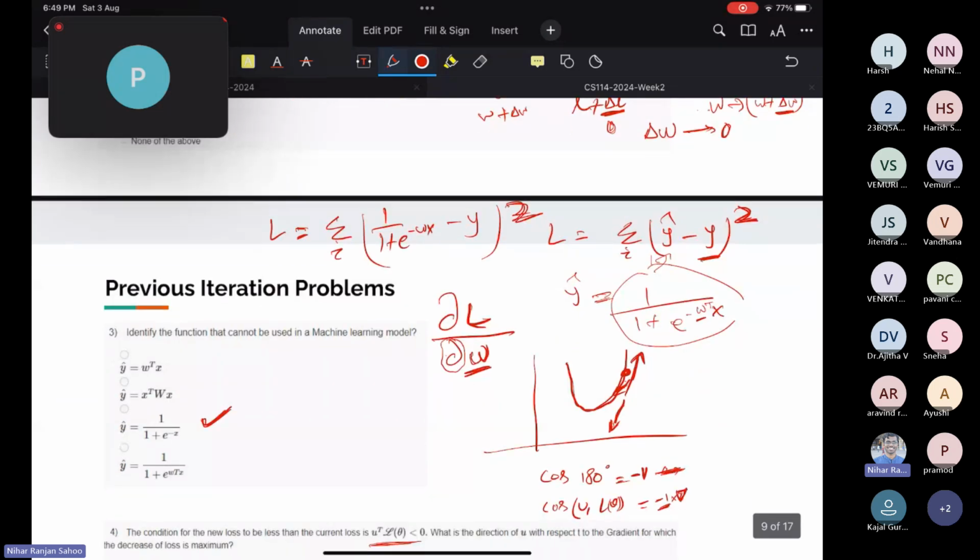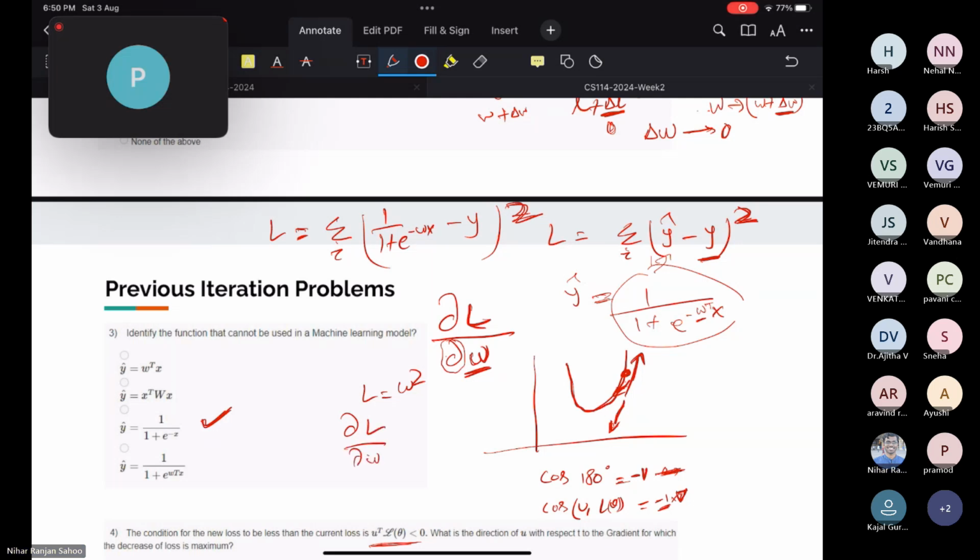There are formulas. Let's say L equals W square, for the sake of understanding. What will be del L by del W? It will be 2 into W. Like the formula is, if L equals W to the power n, it will be n into W to the power n minus 1, right?